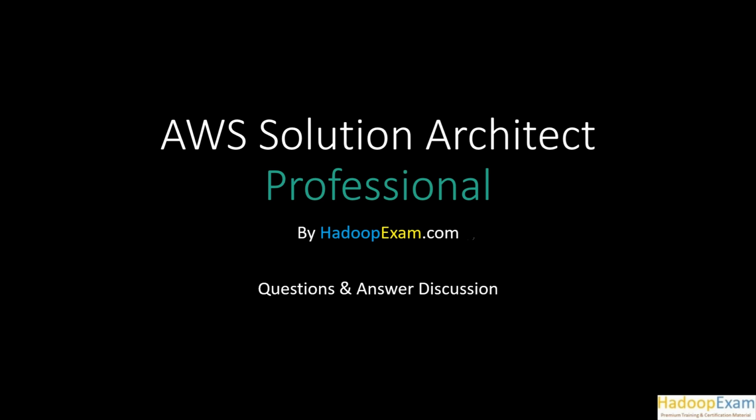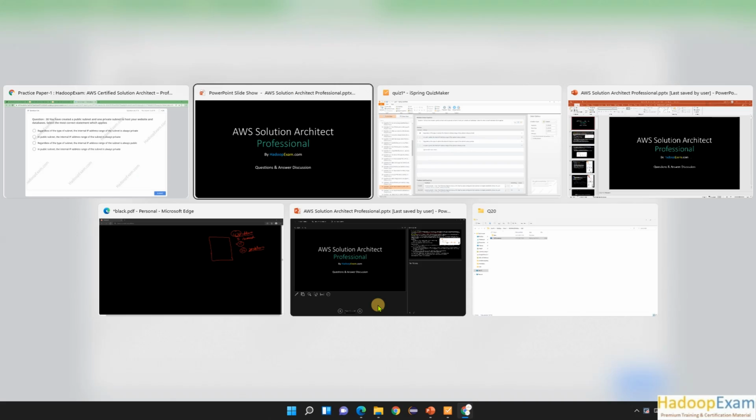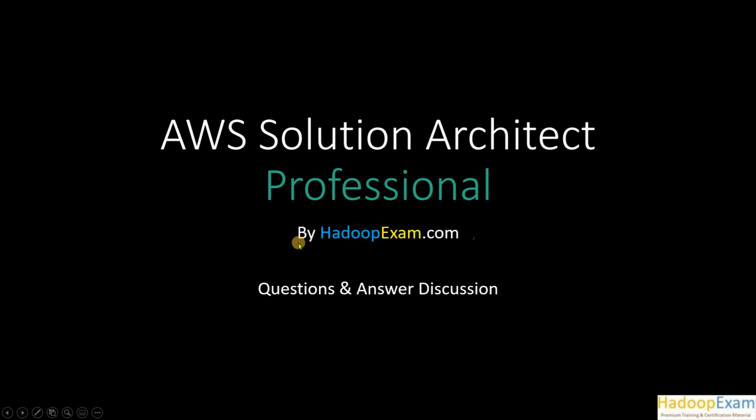In this series, I am going to discuss question number 30 for AWS Solution Architect Professional Level, practice paper 1 provided by hadoopexam.com. So now let's jump to question number 30 and try to understand what it is asking. You have created a public subnet and one private subnet to host your website and databases. Select the most correct statement which applies. So let me go to the explanation again, first clear the concept, and then we'll come to the options.